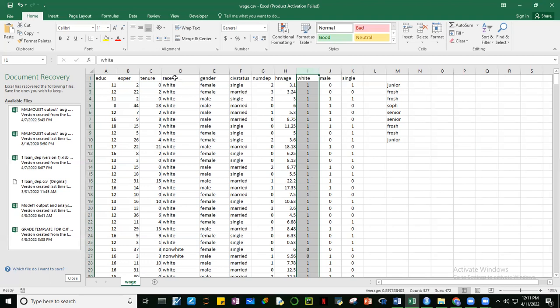So si race, ilang levels? Race has 2 levels, white at saka non-white. So 2 minus 1, therefore, isang dummy variable lang yan. How about si gender? Female, male. So how many dummy variables? K minus 1. 2 levels minus 1, that's 1. So, isa lang in-introduce natin. How about si single status? Single, married lang yan. Dalawang levels minus 1, isa lang.